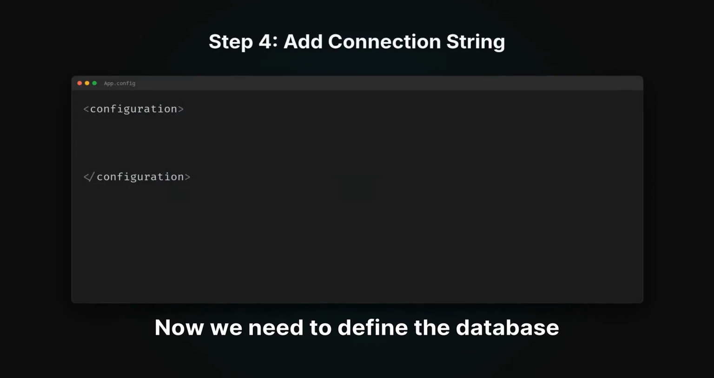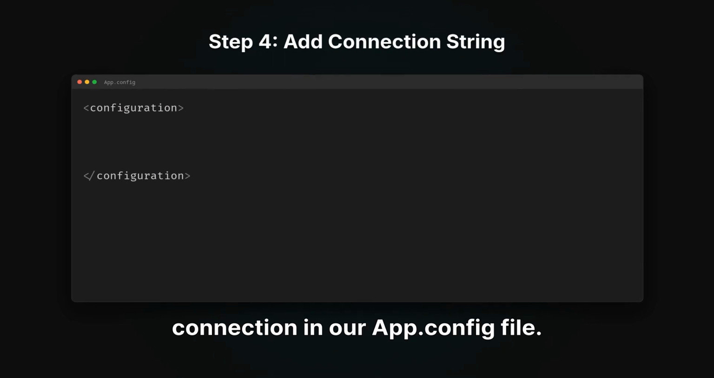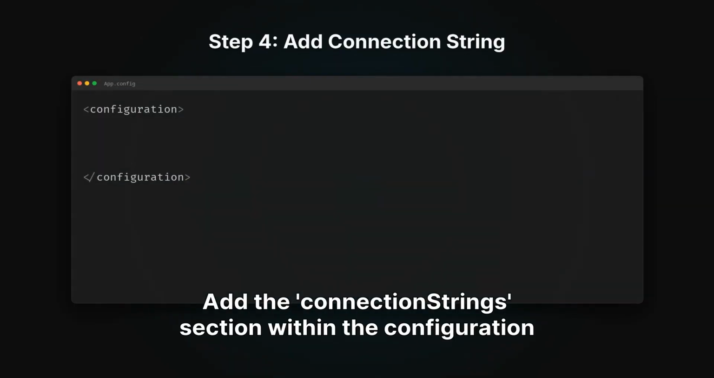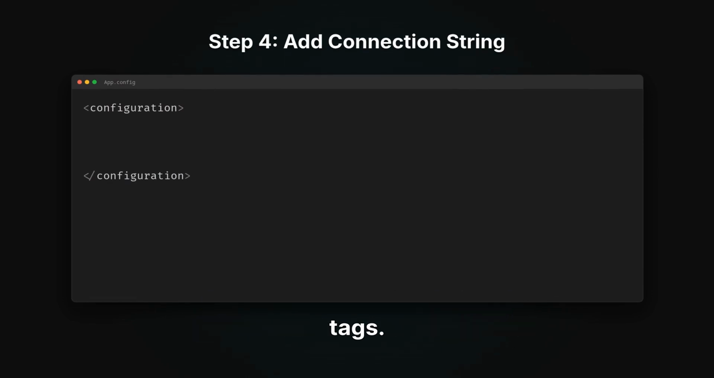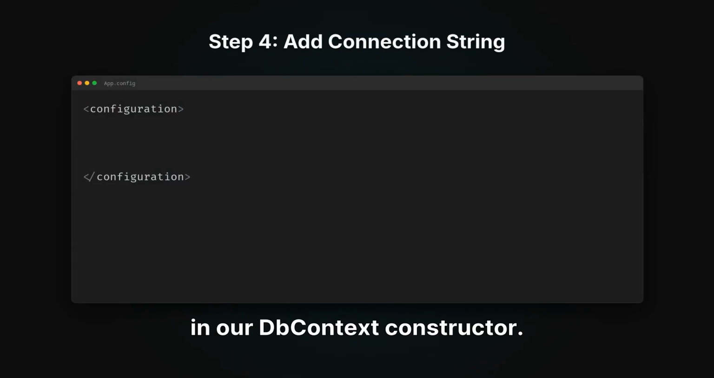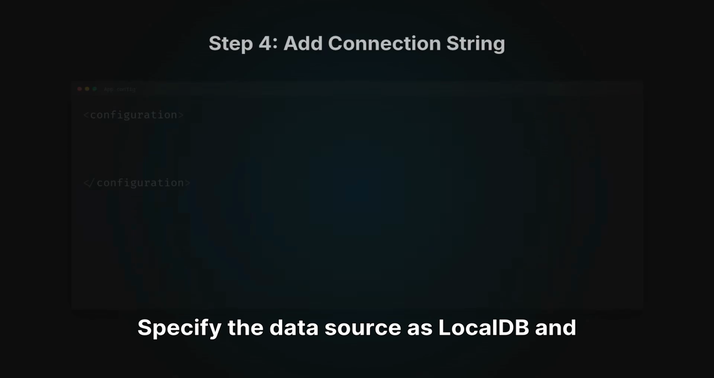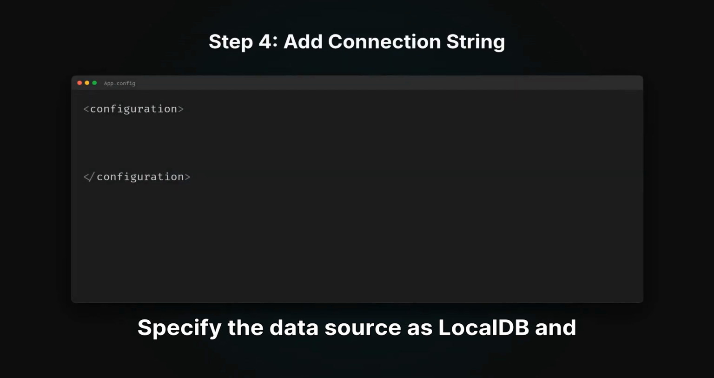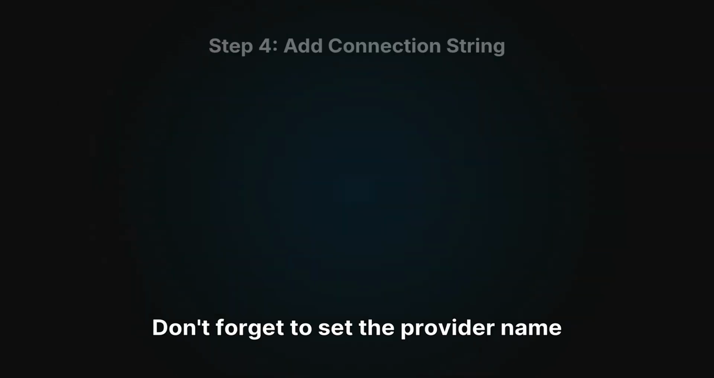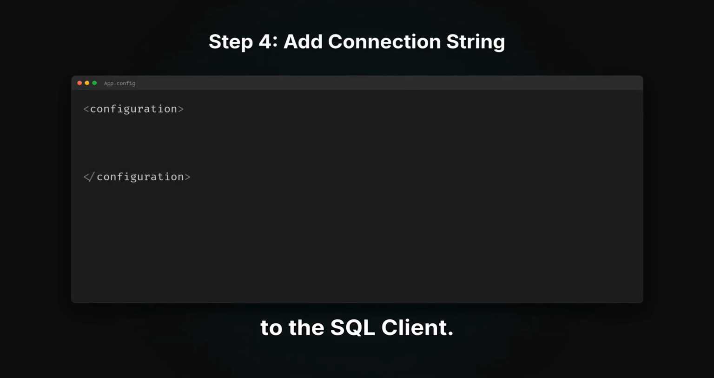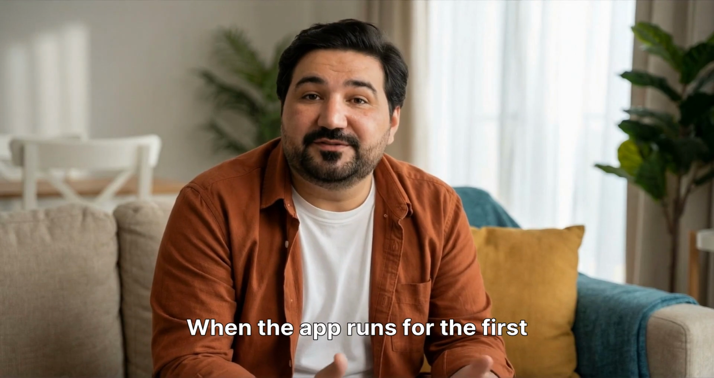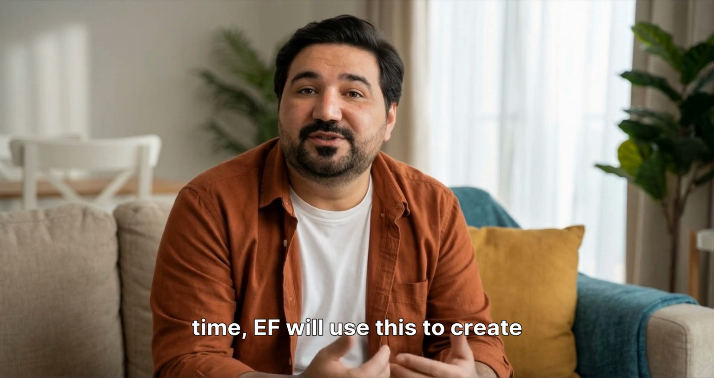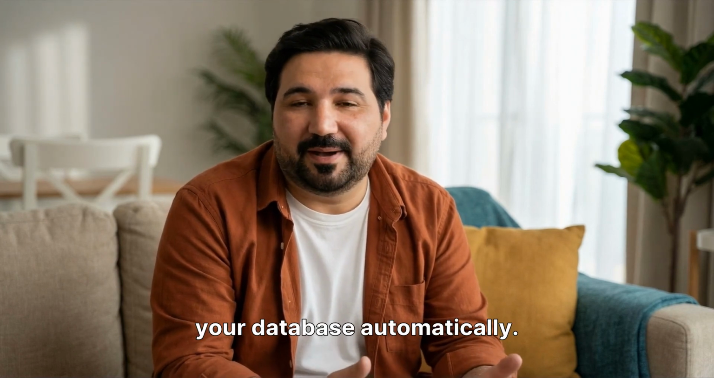Now we need to define the database connection in our app.config file. Add the connection string section within the configuration tags. Give it the same name we used in our DbContext constructor. Specify the data source as LocalDB and set the initial catalog name. Don't forget to set the provider name to the SQL client. When the app runs for the first time, EF will use this to create your database automatically.